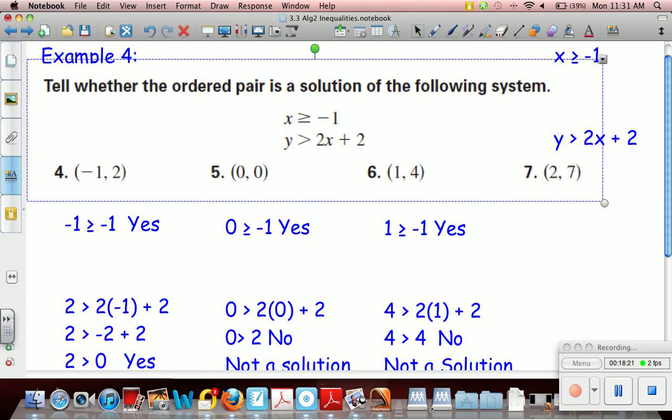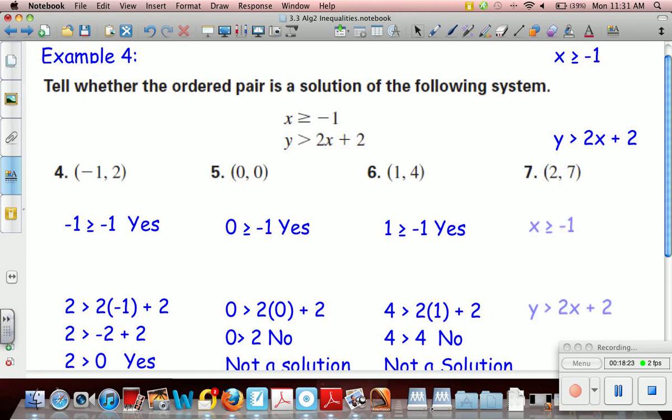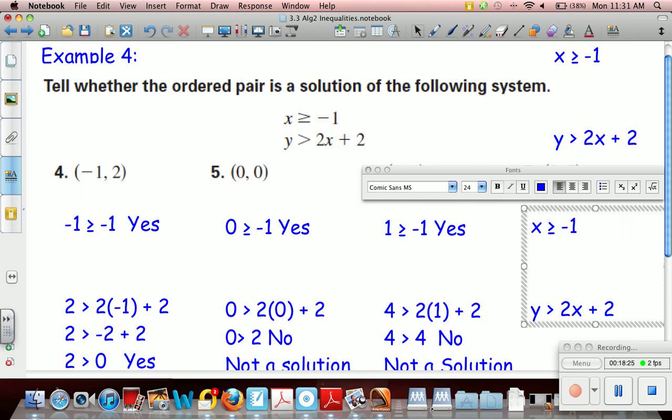And you try it one more time. 2 and 7. So the x gets replaced with 2. The y gets replaced with 7. There was no y in that first one, so you just leave it out. So is 2 greater than -1? Well, yes. And you check the bottom one. Is 7 greater than 4 plus 2, which is 6? Is 7 greater than 6? Yes. So it's a solution.